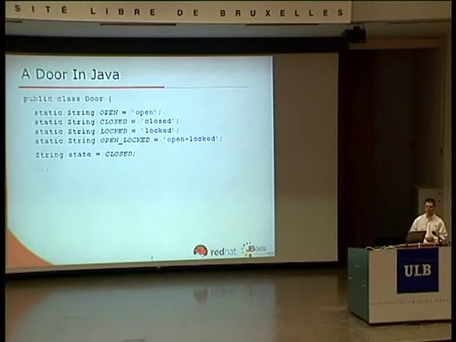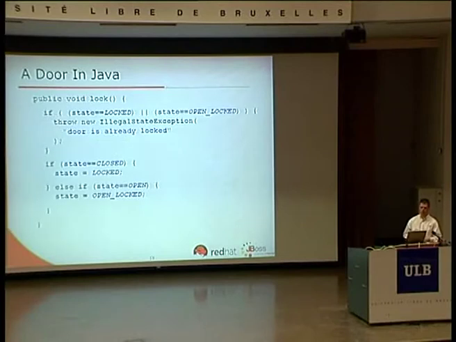Now let's look at the Java implementation. You could model it as a class in which there is one member field which represents the state, called the state member field. And it's always one of the four constants that you see defined on top. So those are the four constants. And the state member field has one of the four constants.